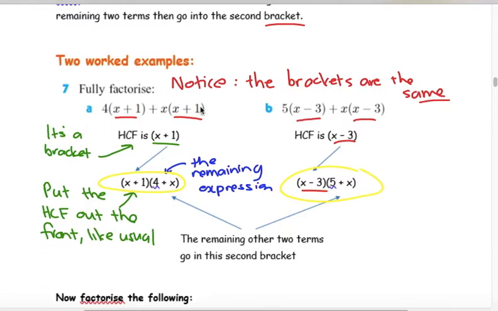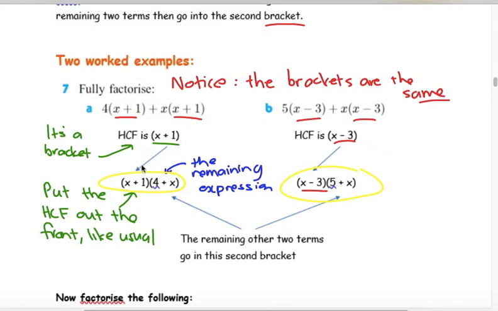So, fully factorise. Again, notice that the brackets are the same in both of these questions. We've got x plus 1, and we've got x minus 3, x minus 3. So the highest common factor in this case is a bracket. It's worth writing it out: the highest common factor is x plus 1, especially when you're just starting off with this, so you get into the habit of doing it and you can look back and make sense of what you were doing.